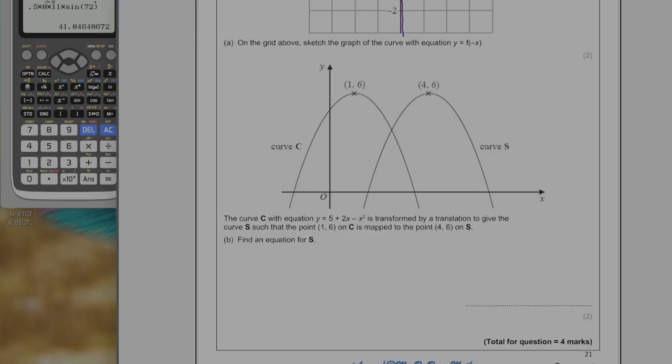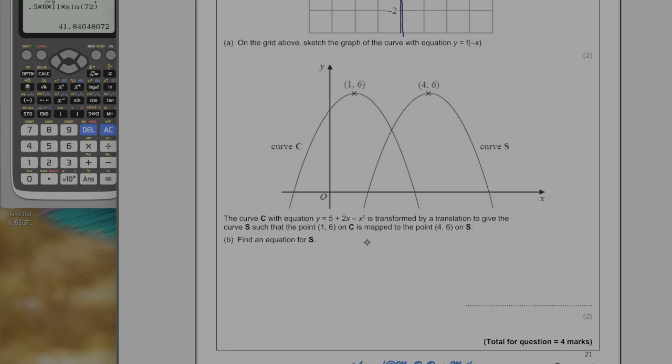Okay, the curve C with equation 5 plus 2x minus x squared is transformed by a translation to give the curve S such that the point 1, 6 on C is mapped to the point 4, 6 on S. Find the equation for S.